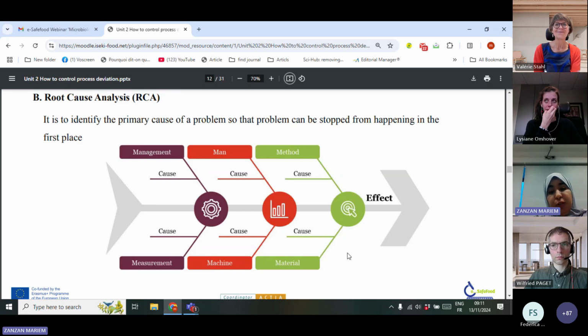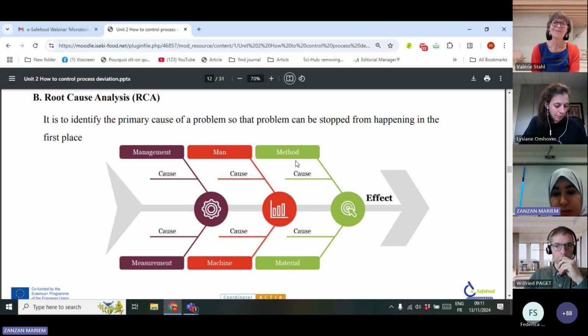For example, the first M, which is man, is the human factor, such as a lack of training or improper practices. Also the machine, which is the equipment. If there is any malfunction or improper maintenance, it can lead to deviations. We have the third M, which is the method, and this focuses on the process and the procedures used in place. Any poor definition of procedure can result in different problems, of course.